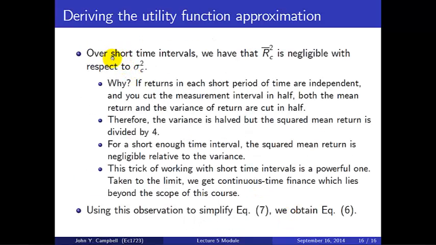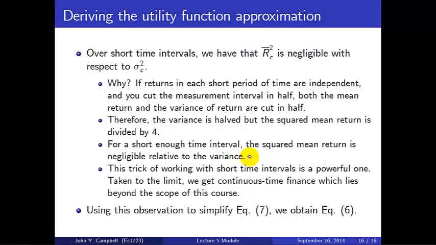Now, over short time intervals, we have that R bar C squared is negligible with respect to sigma squared C. Why? Well, I'm going to wave my hands a little bit at this point, but if returns in each short period of time are independent and you cut the measurement interval in half, both the mean return and the variance of return are cut in half. Well, that means that the variance is halved, but the squared mean return is divided by 4. So as you keep shortening the time interval, the squared mean return becomes negligible relative to the variance.